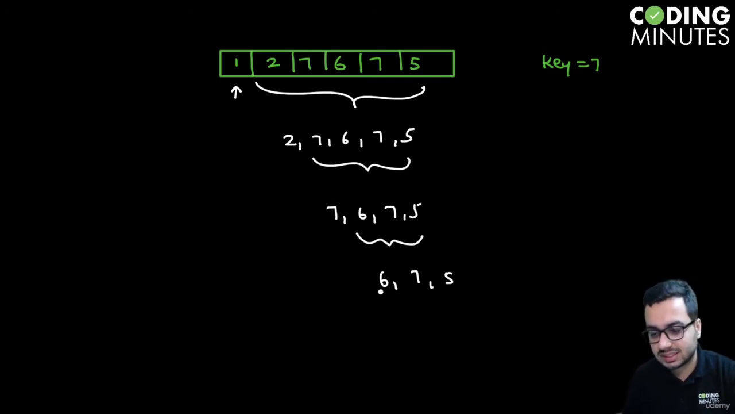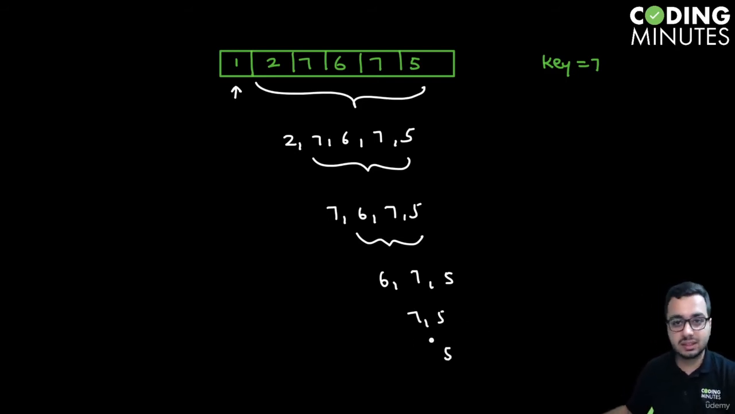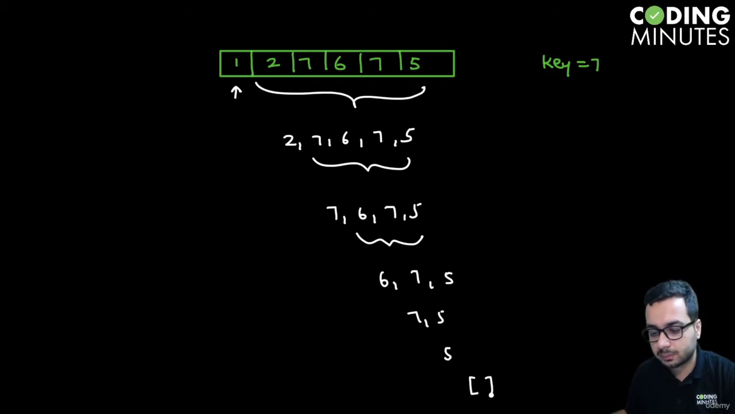So we'll ask, okay, 6, 7, 5, do you have a 7? It will say, okay, 7, 5, do you have a 7? It will say, okay, 5, do you have a 7? Then it will pass on the call to the null array. The null array says no, I don't have a 7. It says -1. Then at 5 I will check: 5 is not equal to 7 and the remaining array is also not equal to 7. So it will say, okay, I don't have a 7, -1.